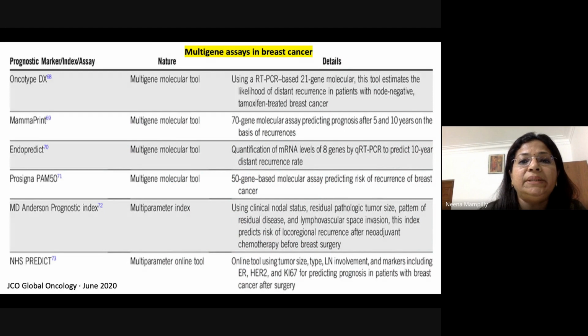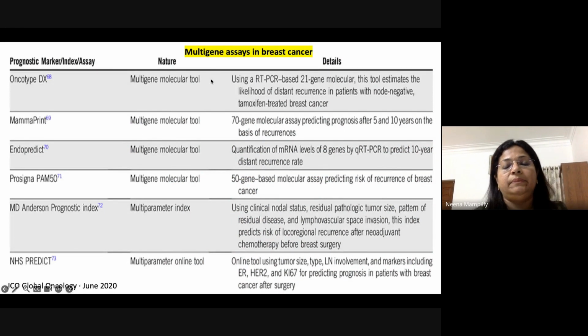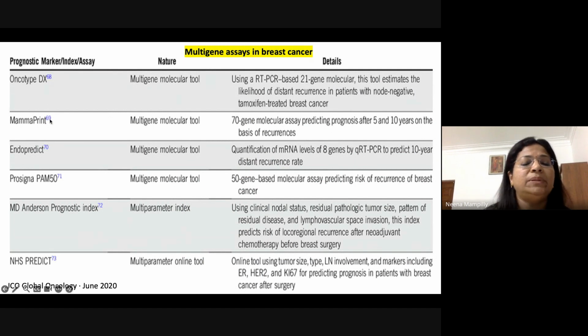Now, the multi-gene assays in breast cancer are done in ER positive, HER2 negative early breast cancers. There are many platforms. Oncotype DX is the most popular. It's a 21 gene molecular tool. It estimates the likelihood of distant recurrence and the benefit of chemotherapy. Similarly, they have the MammaPrint, EndoPredict, Prosigna, and so on. So these are now commonly done in early stage breast cancer and need to be done.